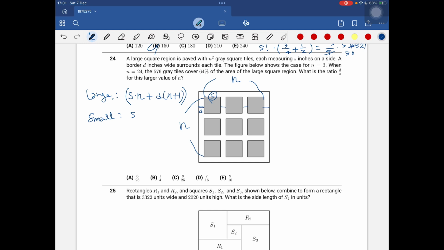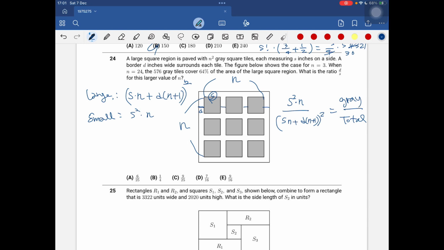So the large area is the square of S times n plus D times n plus 1. The small one is s squared times n. So s squared times n over (Sn plus D(n plus 1)) squared is 64%. This is the ratio of the gray area to the total area.